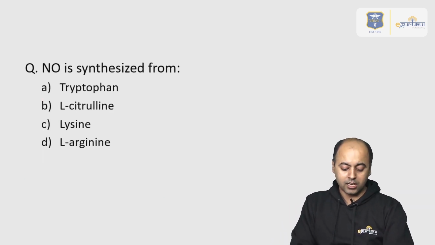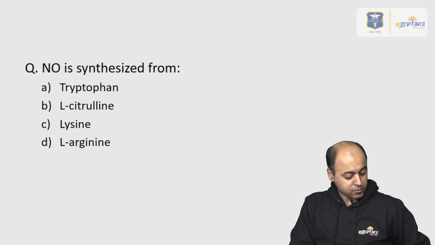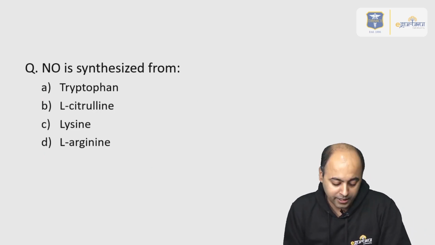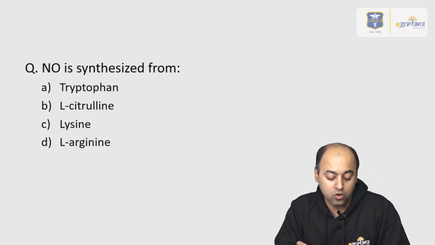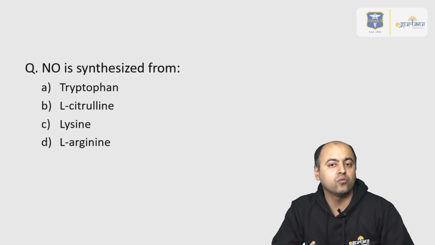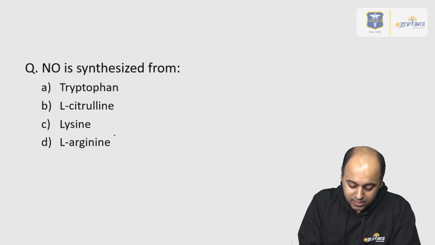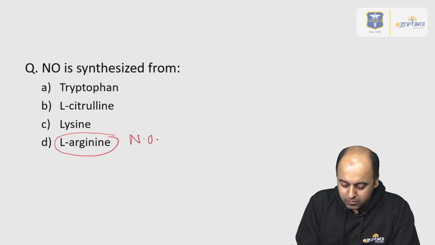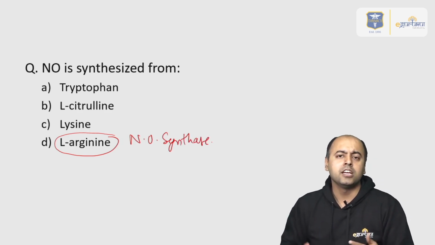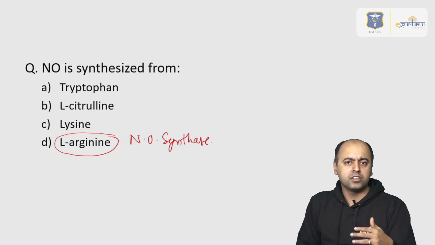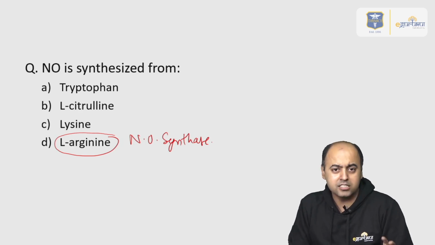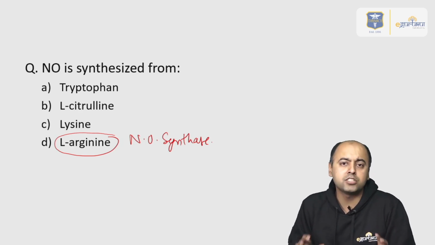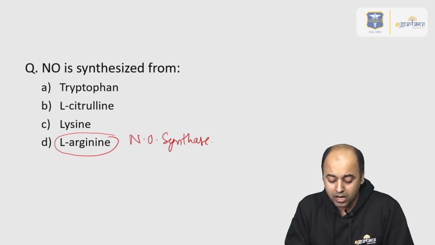Then we have a question asking about the synthesis of one of the special products, nitric oxide. Nitric oxide is synthesized from which of the amino acids? Now frequently you will get questions talking about special products and the source from which they are coming. In this case, nitric oxide is synthesized from arginine by the enzyme nitric oxide synthase. We know that nitric oxide is a second messenger. It helps in the relaxation of various muscles, particularly in the blood vessels, and it is a very important second messenger. Let's take a look at some of the other important special products and which amino acids they are coming from.